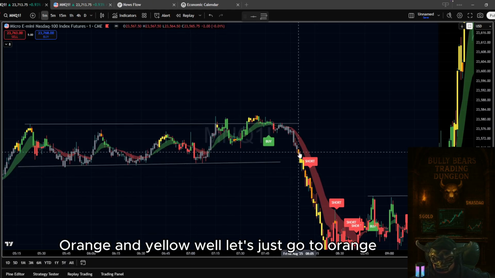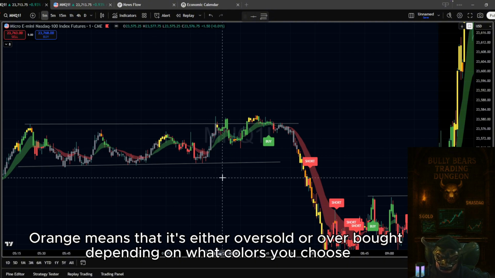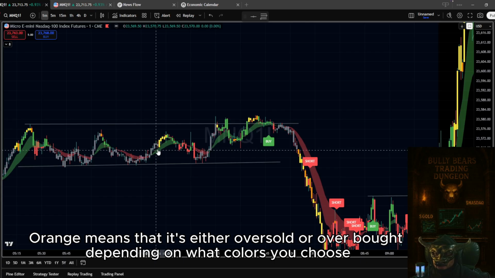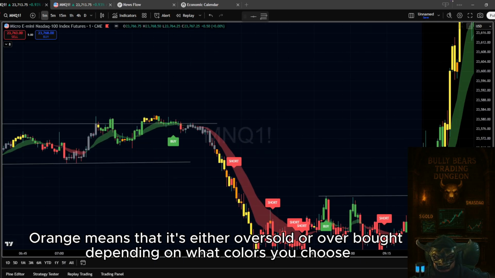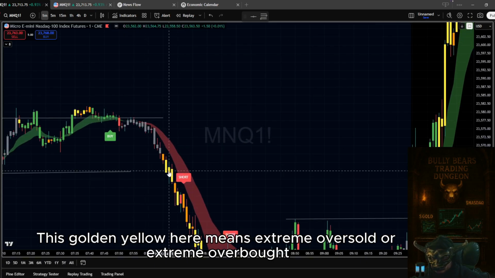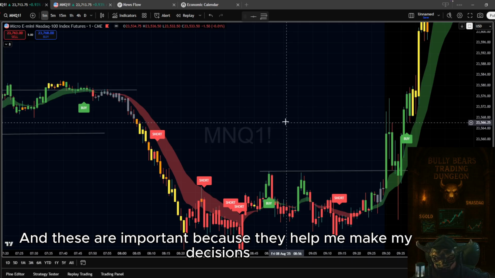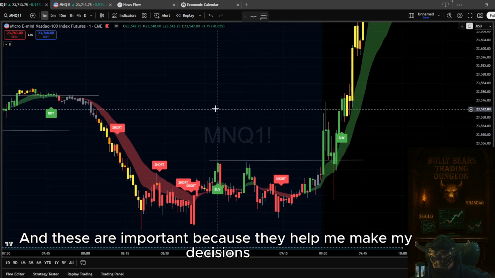Orange and yellow, well, let's just go to orange. Orange means that it's either oversold or overbought. Depending on what colors you choose, this golden yellow here means extreme oversold or extreme overbought. And these are important because they help me make my decisions.